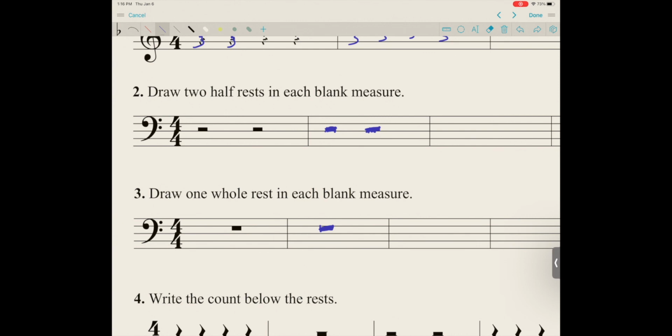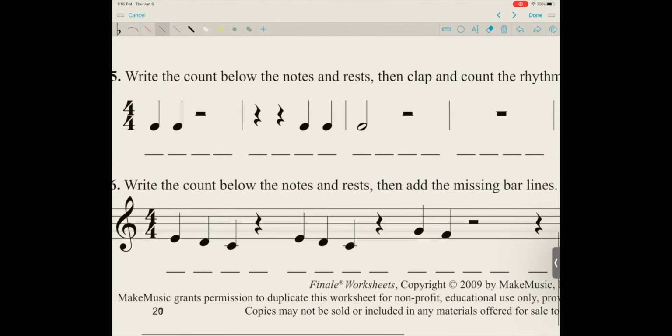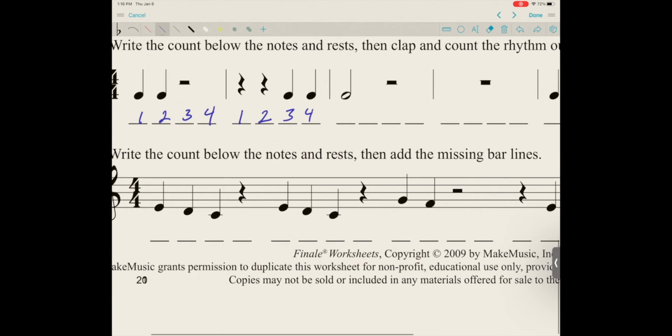Whole rest, we can have 1 per measure, because that's worth 4. Just make sure that that is below the 4th line. And then you just write in basically 1, 2, 3, 4 on these. It's pretty easy. You can see I can have 4 quarter rests. The next one, okay, you're going to write in the beats. And then you can clap these too. So it'd be 1, 2, rest, rest, rest, rest, and like so forth. All right, and then you just write in 1, 2, 3, 4 here. Each quarter note's worth a beat. The quarter rest is worth a beat. And then put the bar line in.